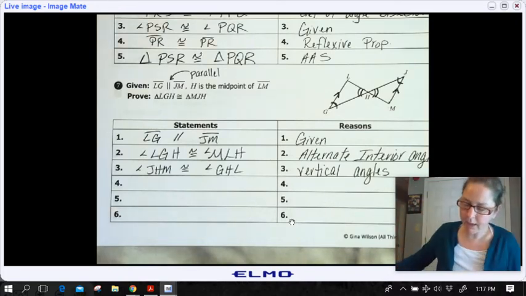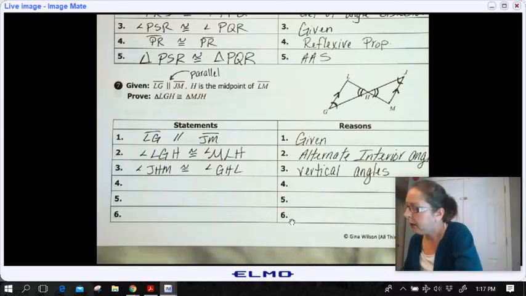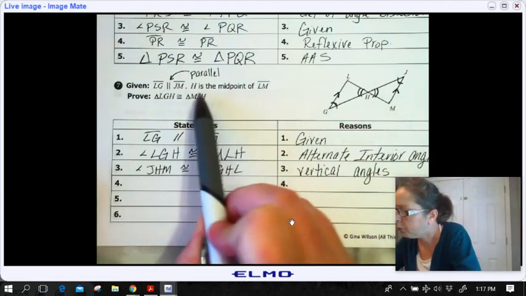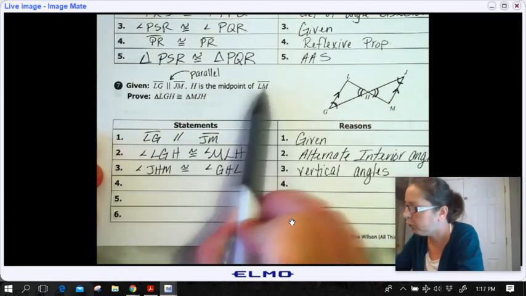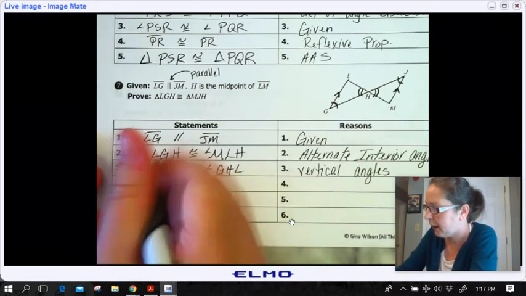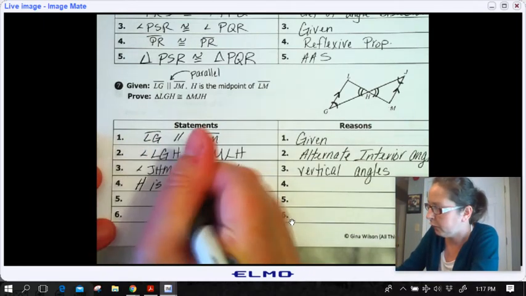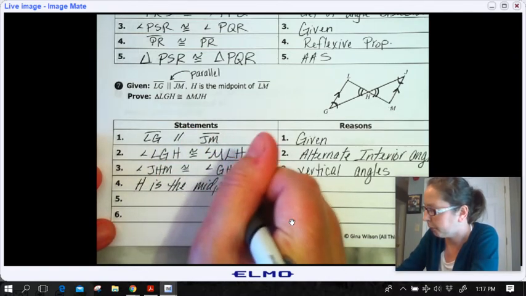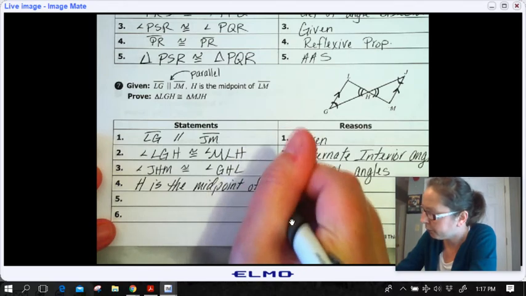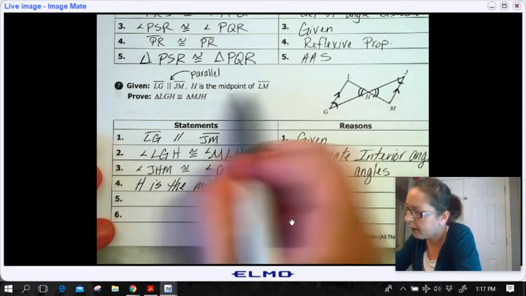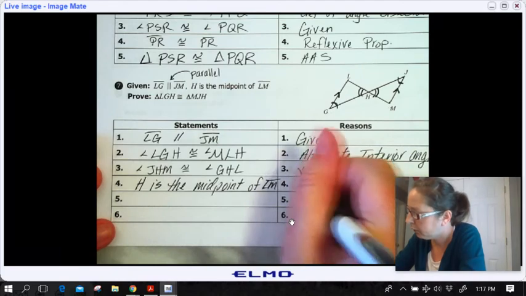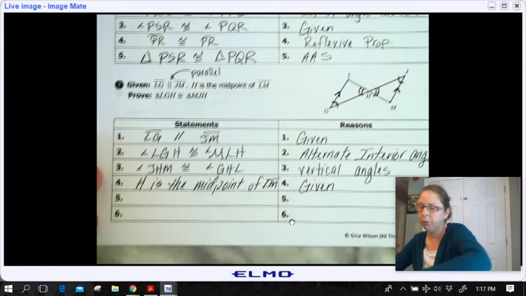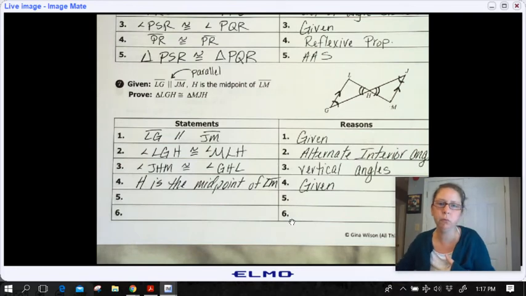What else can I say? Oh, H is the midpoint, so let me add that. H is the midpoint of LM. I know that because they gave it to me up here. This was given information. Remember, when you're filling in your own statements and your own reasons, you can do this in any order that you see it.